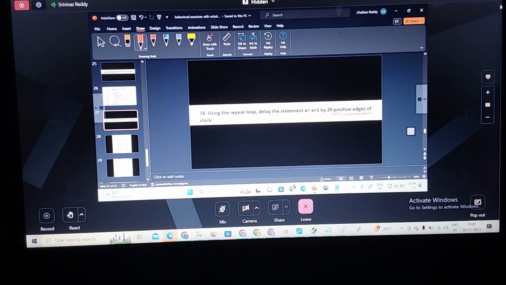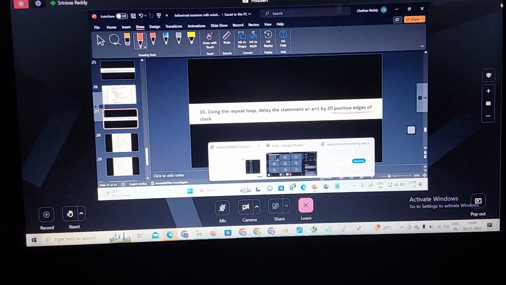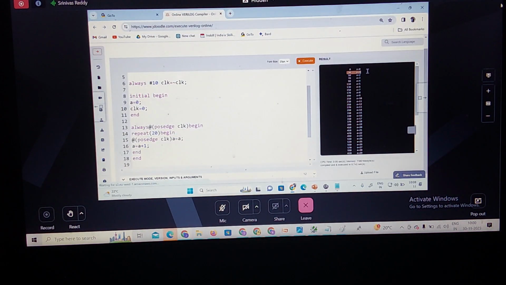20 positive edges of the clock, I want to generate. Okay. So this is a question of 20. The point is here it is 30. Then 20 positive edges for 30 means 1. Where does it come next? 20 positive edges means 1. Huh? Is it 50?